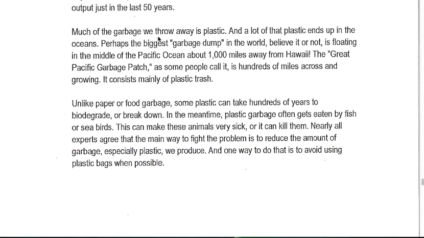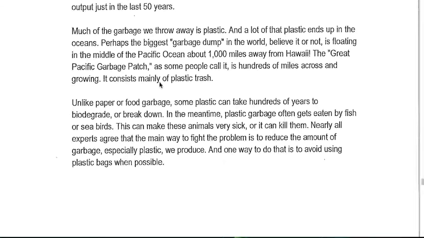Much of the garbage we throw away is plastic, and a lot of that plastic ends up in oceans, perhaps the biggest garbage dump in the world. Believe it or not, it's floating in the middle of the Pacific Ocean, about 1,000 miles away from Hawaii. The Great Pacific Garbage Patch, as some people call it, is hundreds of miles across and growing. It consists mainly of plastic trash.